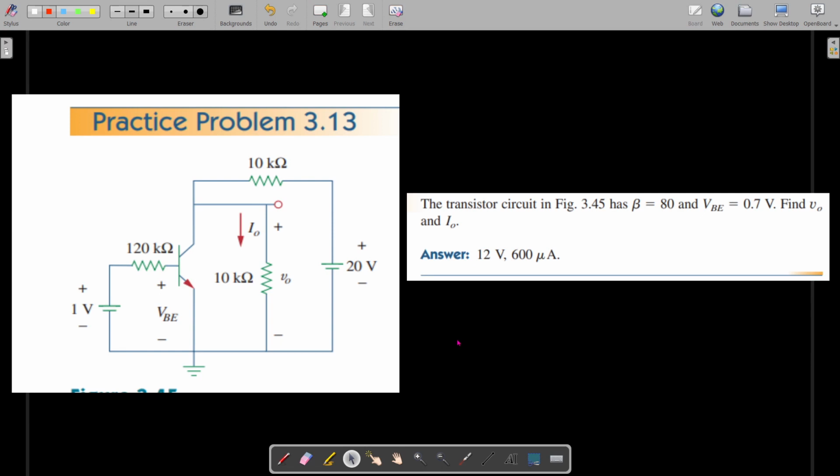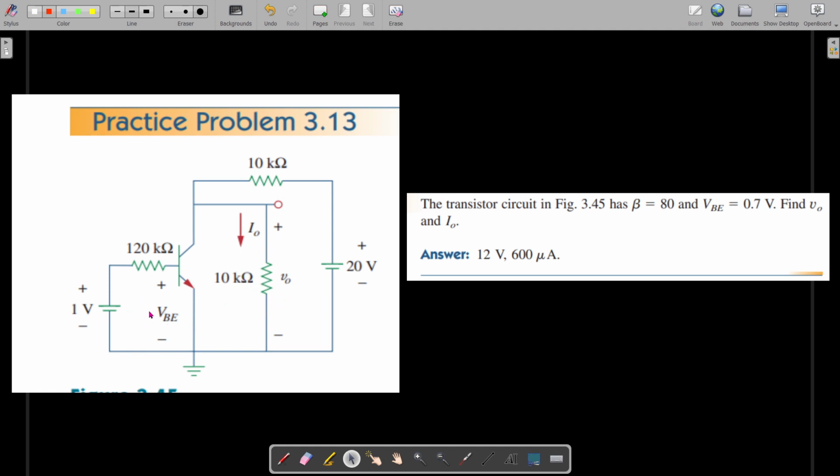Good morning. Now we are going to solve practice problem 3.13 from Fundamentals of Electric Circuits by Alexander and Sadiku, 5th edition. It is a transistor circuit again, and the transistor has beta as 80 and VBE as 0.7 volts. We are asked to find V0 and I0. So this is the I0 and this is your V0.